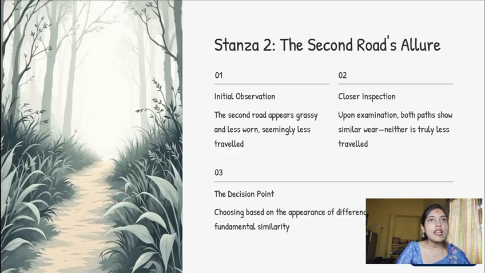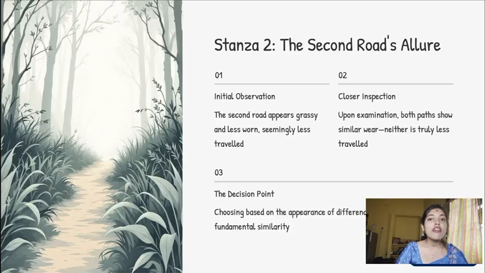In the second stanza, he has decided that he will choose the other road, which was just as beautiful. It appears to be grassy and less used by travelers, which makes him think it might be a better choice. However, after observing carefully, he realizes that both roads are actually used almost equally. They are not very different.